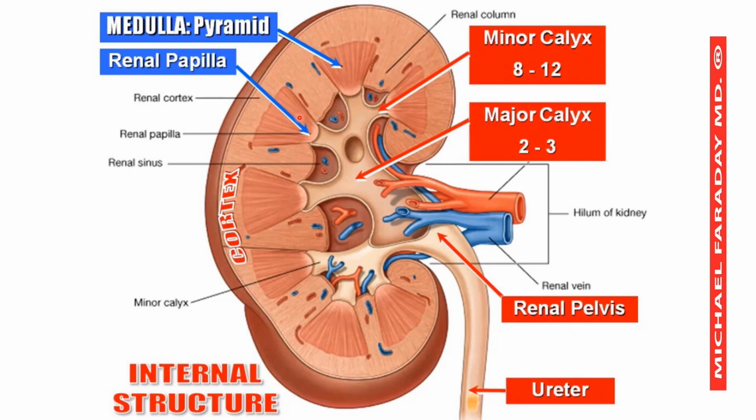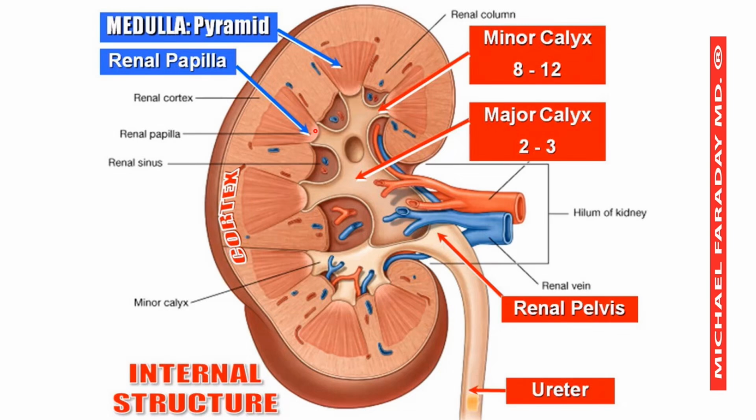Okay, the cortex is made up of convoluted tubules. When it comes to the medulla, okay, the medulla has collecting tubules. Now you can see the apex of the medulla is called the renal papilla. This is the apex of the medulla. Okay, this collecting duct would end here, the renal papilla. And then once it ends in the renal papilla, they empty into the minor calyx.